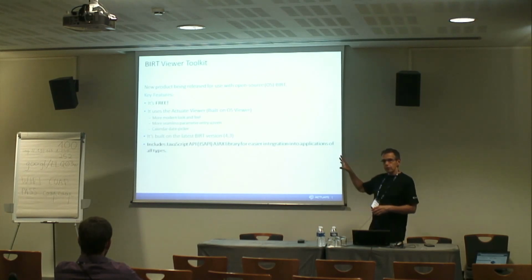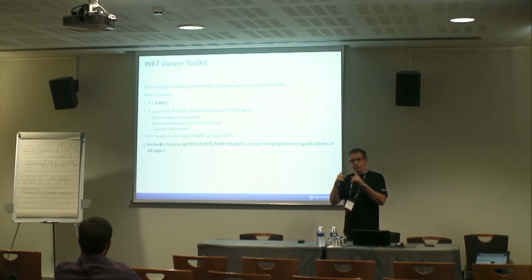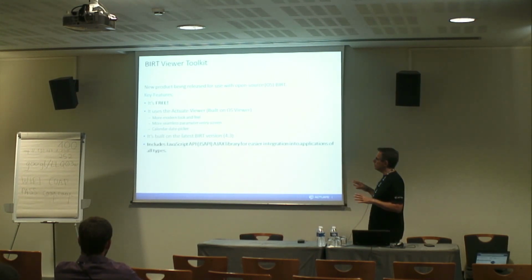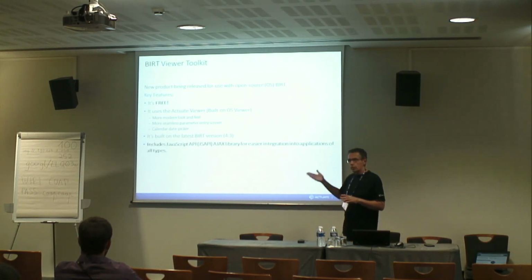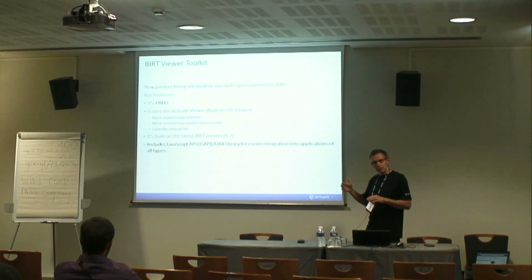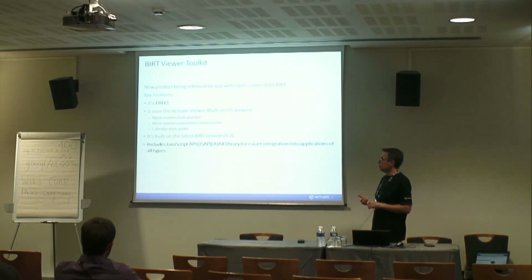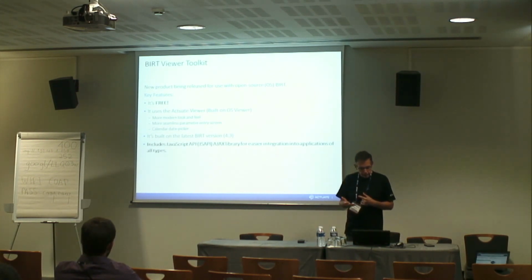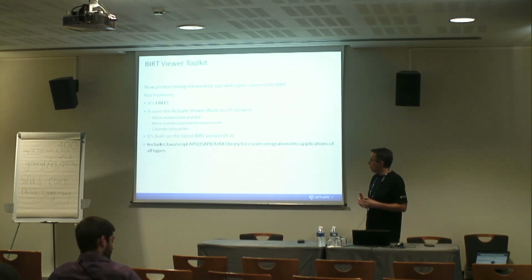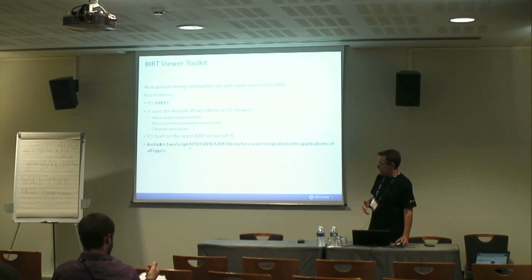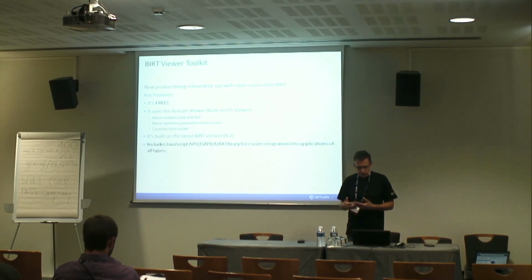Okay, the BIRT Viewer Toolkit. So this is the new generation of the BIRT Viewer. The first one was the straight open source viewer. What we've done recently is we've taken the commercial viewer, the one that we have with the Actuate BIRT iHub, and we've opened it to the community. So it's a free viewer. It has a more modern look and feel, and it also includes the JavaScript API for easier integration into applications of all types. Okay, so what does that mean?